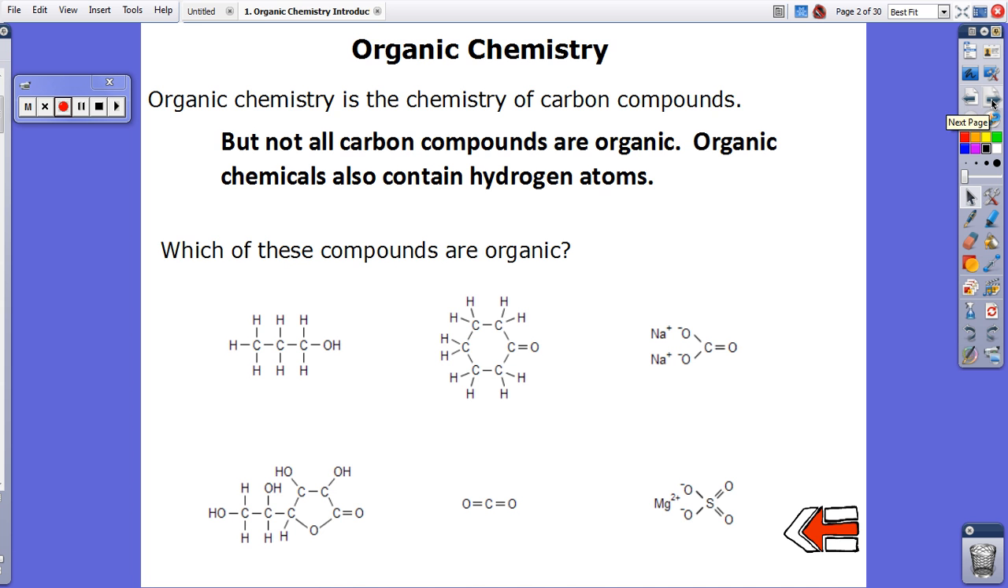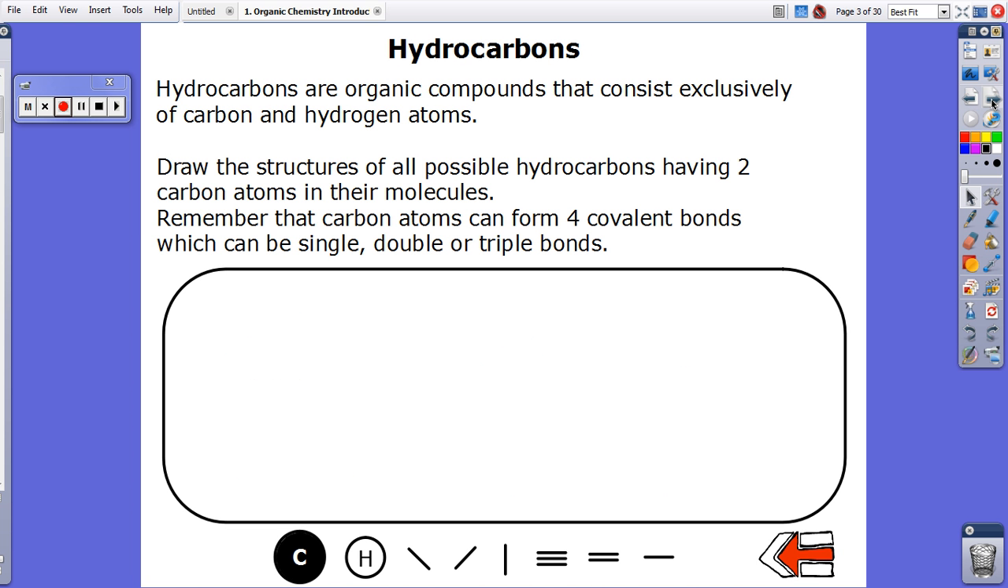Okay, now there are specific families within organic chemistry, and some of these families belong to the hydrocarbon group. Hydrocarbons are organic compounds that are made up of only carbon and hydrogen atoms. So no oxygen, nitrogen, sulfur, anything else, just carbon and hydrogen.